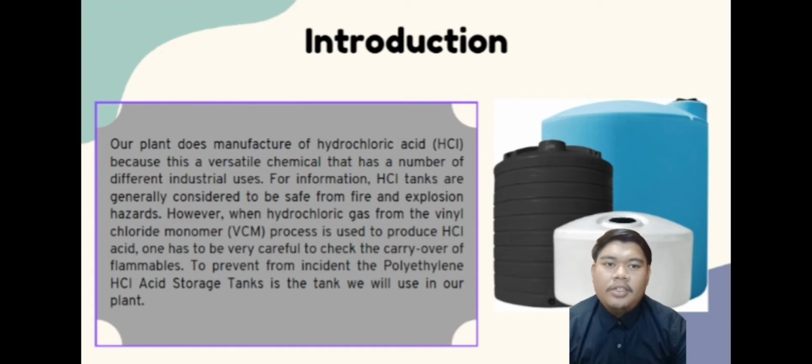Okay, first our plant does make the manufacture of the hydrochloric acid HCl because this is a versatile chemical that has a number of different industrial uses. Also known as muriatic acid, HCl is used by masons to clean finished brickwork. Hydrochloric acid is also a common ingredient in many reactions and is the preferred acid for catalyzing organic processes.